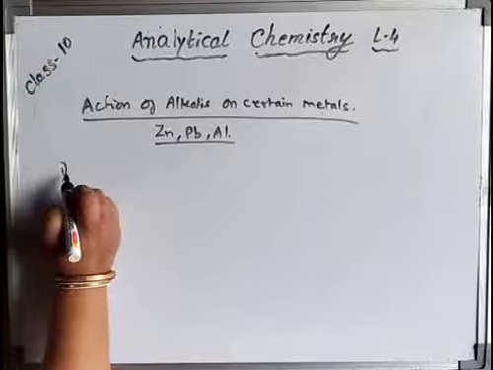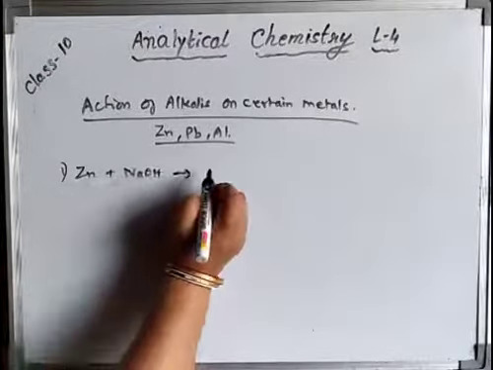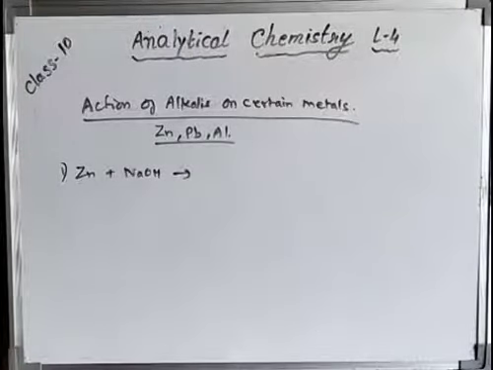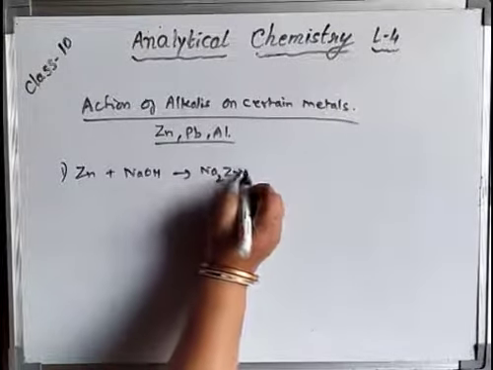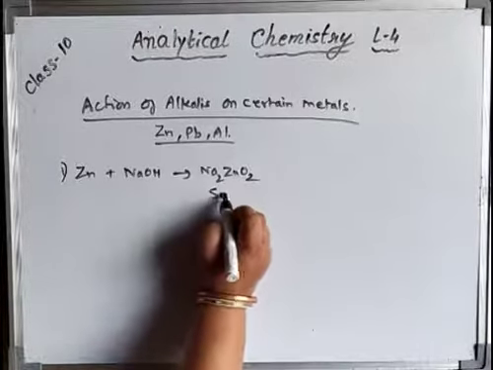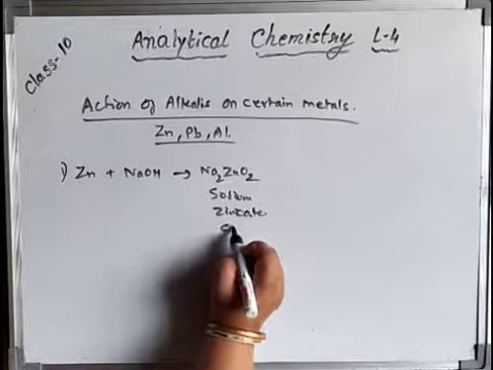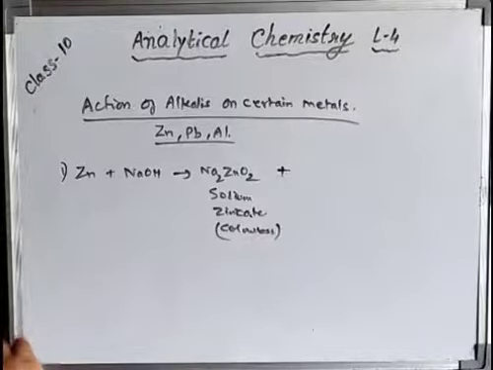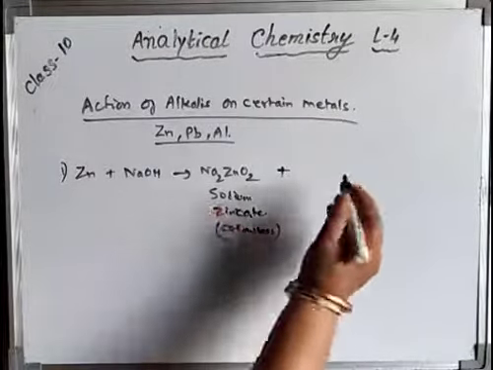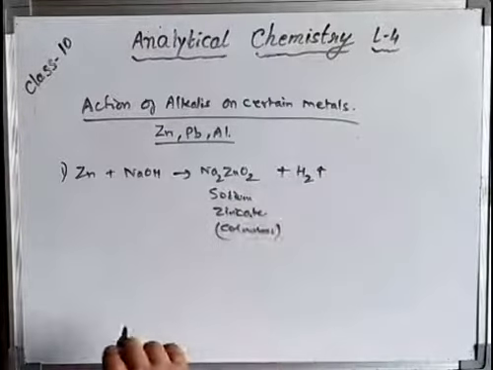First we will talk about zinc. When zinc reacts with NaOH, it gives the respective salt, but the salt will not be a normal salt, it will be a complex salt. So it will be Na2ZnO2, sodium zincate, and since it is a soluble salt, it is colorless. The metal reacts with the alkali, giving the complex salt as well as hydrogen gas, since they are above hydrogen in the activity series.